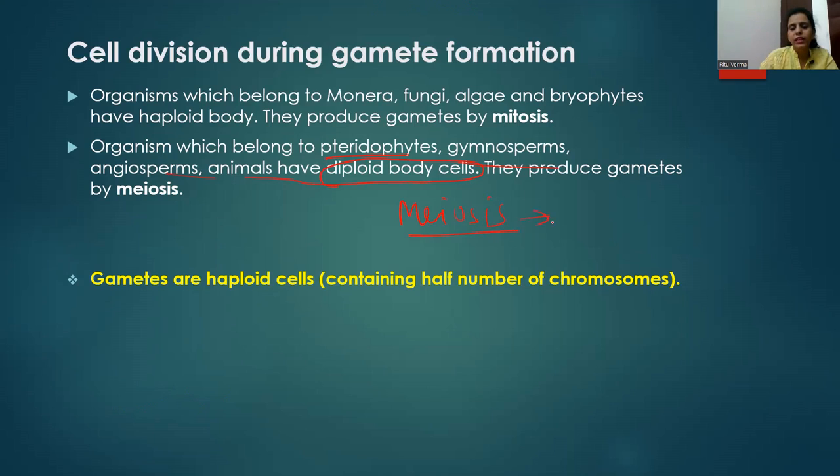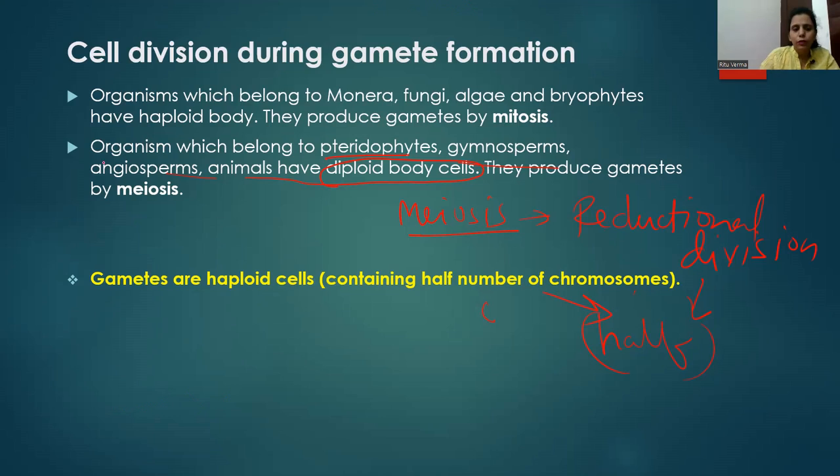Meiosis, because we know that meiosis is actually a reductional division. Reductional division means in this type of cell division, the number of chromosomes is reduced to half. And we know that these gametes are haploid. Gametes are haploid means they have only half the number of chromosomes.